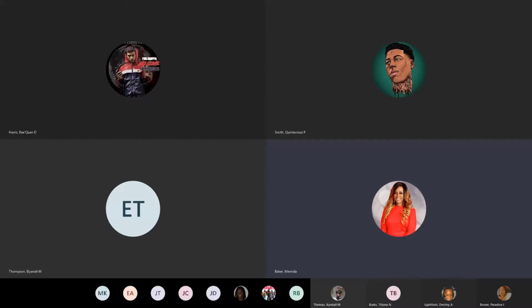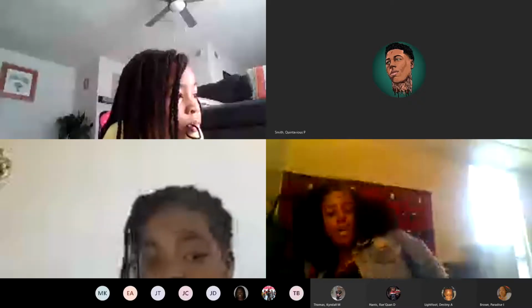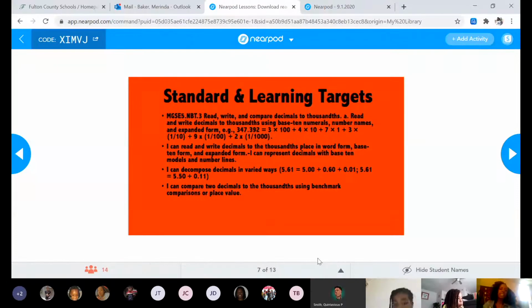All right, so our standard and our learning target. Our standard is that we're going to be able to read, write, and compare decimals to the thousands place, and be able to read them and write them in standard form, word form, and expanded form. I can read and write decimals to the thousands place in word form, base 10 form, expanded form, and I can decompose decimals in various ways.